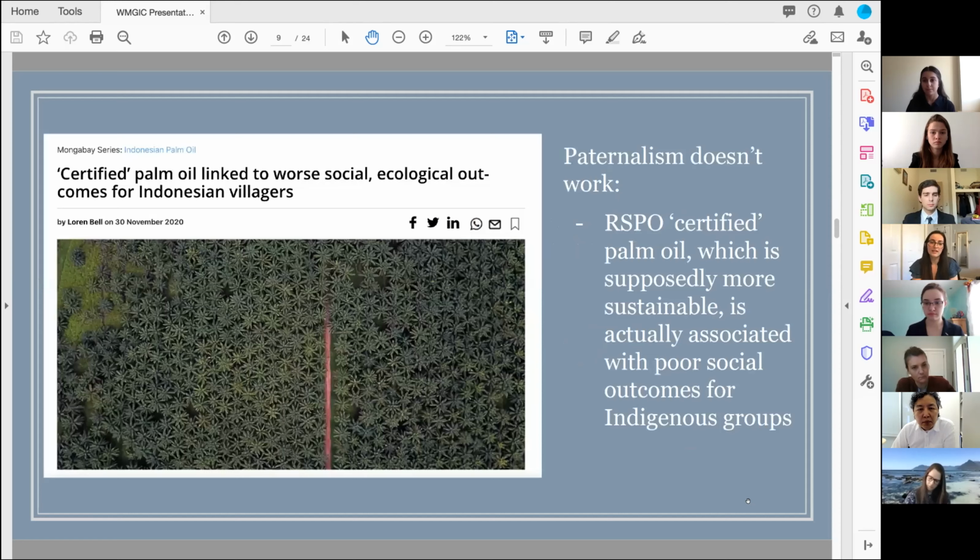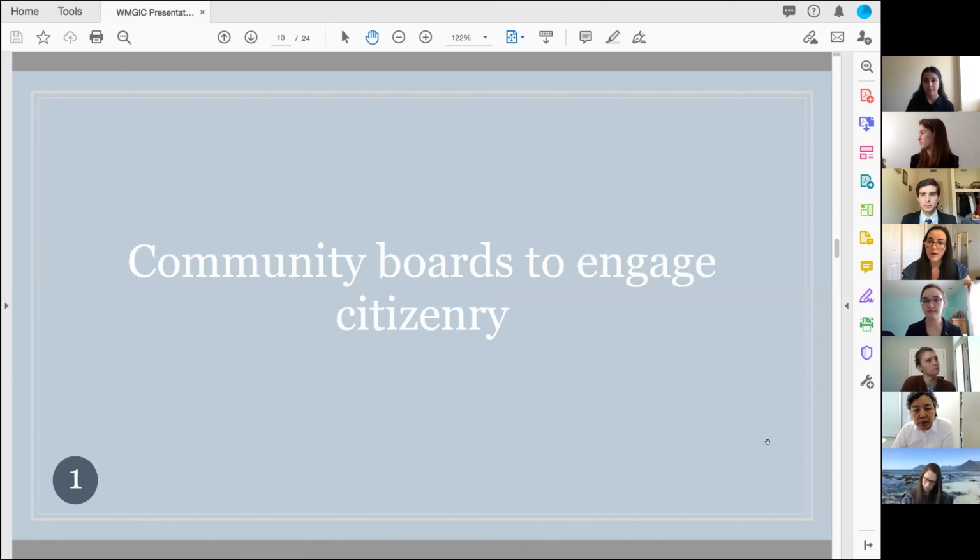And kind of going off of this, although international organizations such as the Roundtable on Sustainable Palm Oil claim to be able to certify palm oil as sustainable, in reality, many of these policies and programs are quite paternalistic. And in reality, this certified palm oil is actually associated with poor social outcomes for indigenous groups. And we also see several issues such as human rights violations surrounding child labor, as well as workers' rights with certified palm oil.